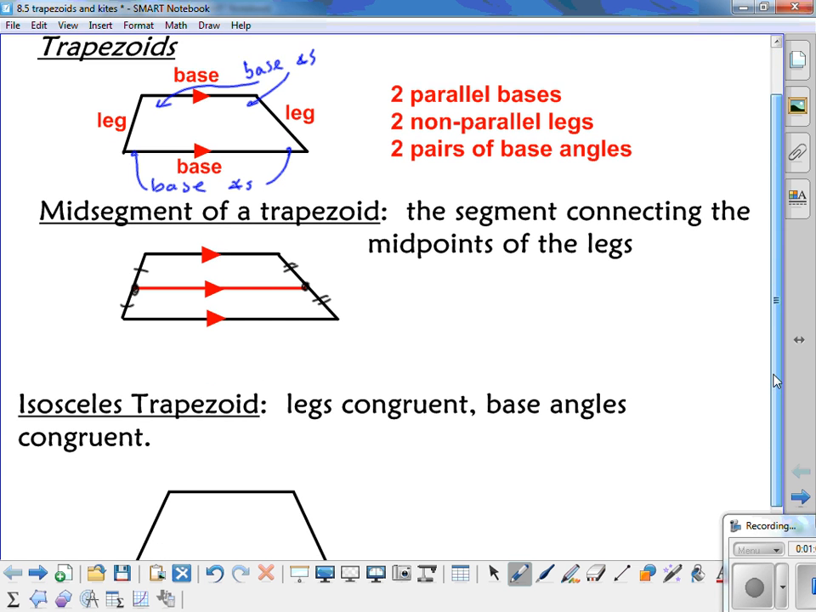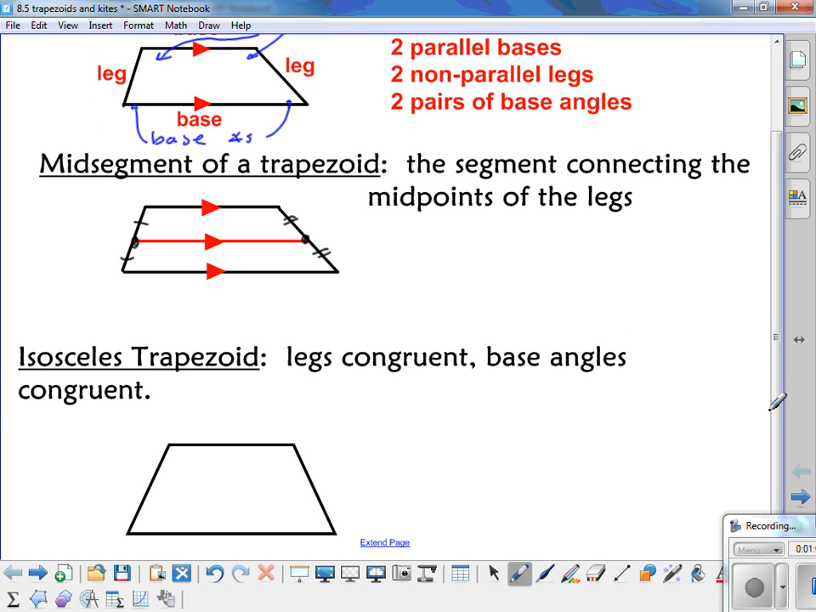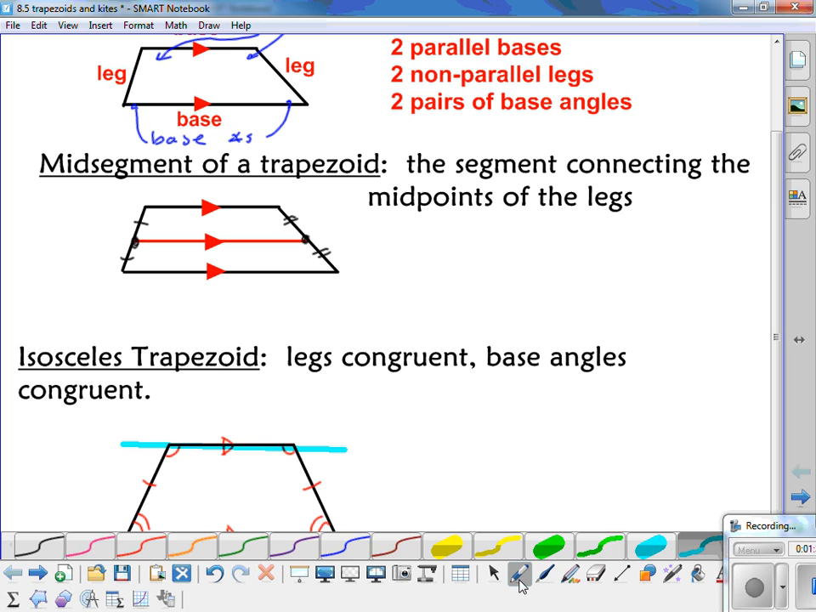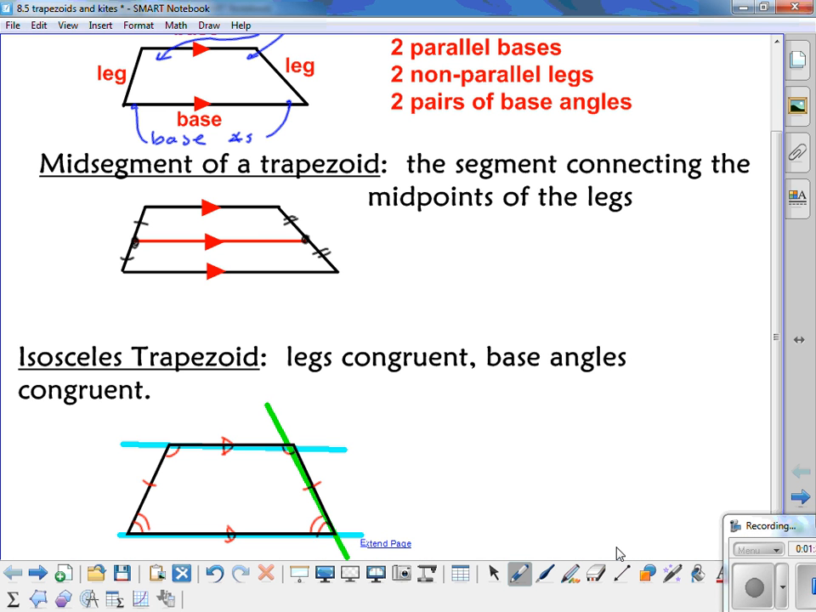And finally, an isosceles trapezoid is a trapezoid that has congruent legs and the base angles are congruent. So these two would be congruent to each other, and then the top base angles would be congruent. Now, the two bases are parallel, so essentially I have parallel lines being cut by a transversal. And so these angles on the side here, the top base angle and the bottom base angle, are consecutive interior, so they're going to be supplementary. In other words, they add up to 180.